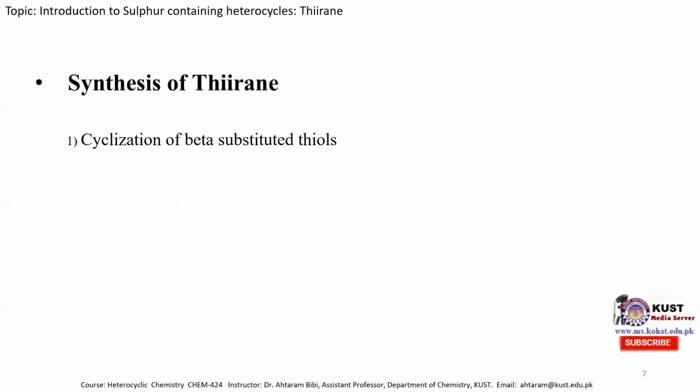three methods. First one is that we can obtain styrene from the cyclization of beta substituted thiol, that is either substituted with halogen or with hydroxyl group. So I will discuss this in the next slide.